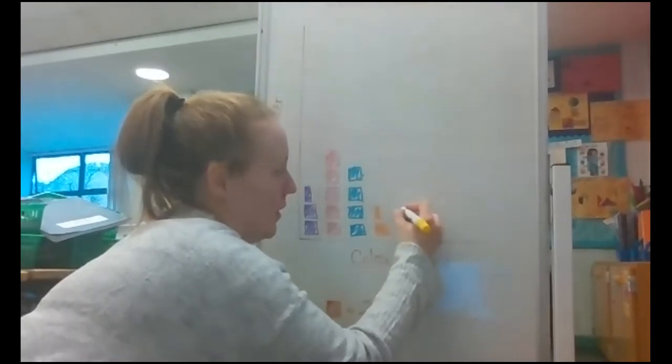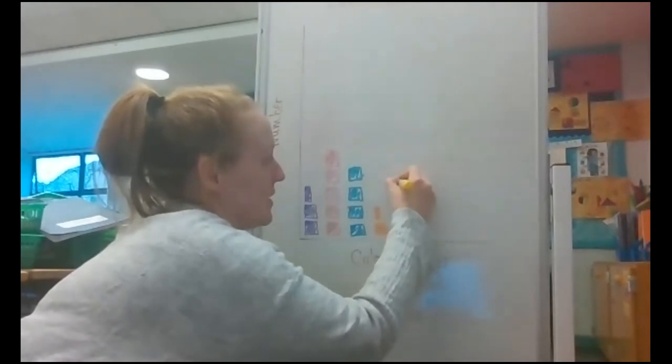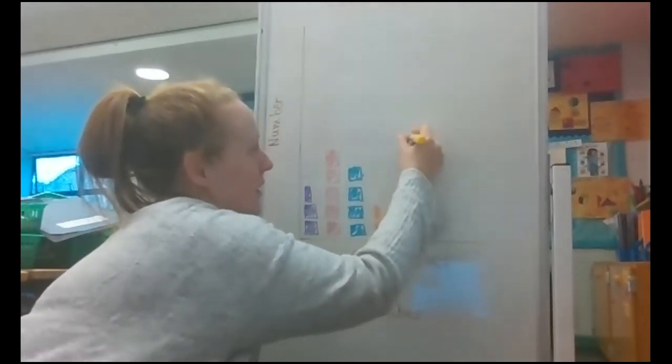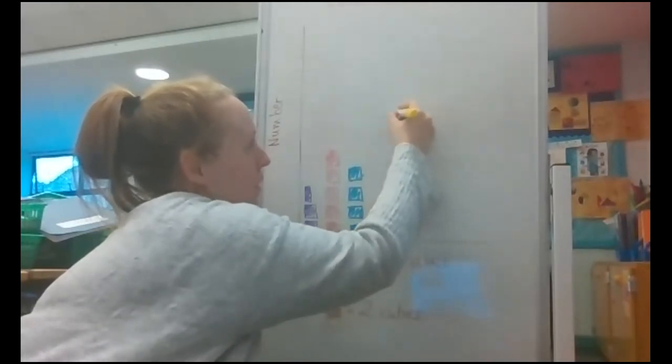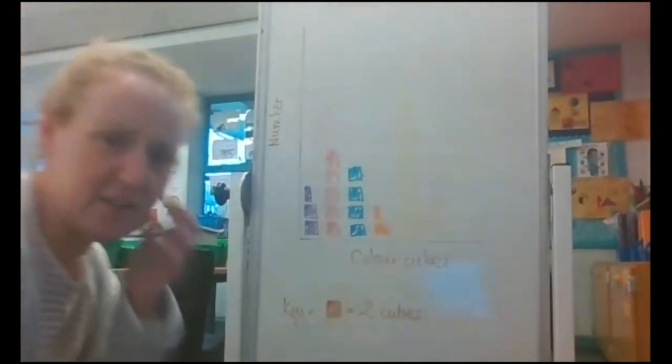2, 4. Make sure they're all in line with the other ones. 6, 8, 10, 12, 14, 16 cubes on there. That's really, really hard to see.